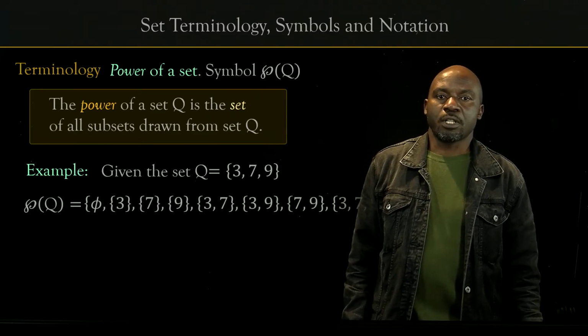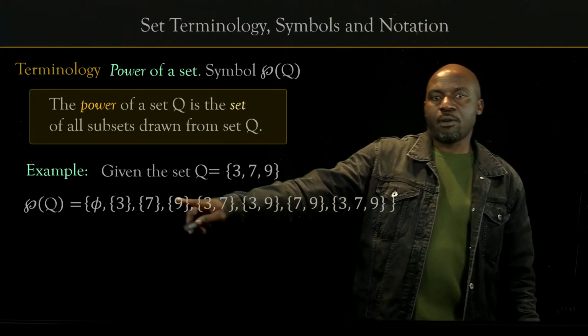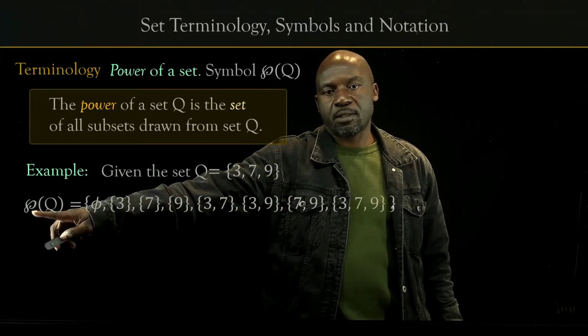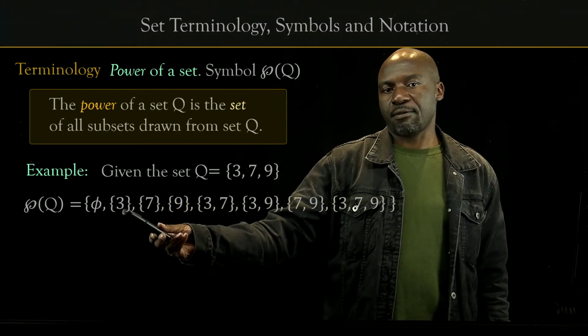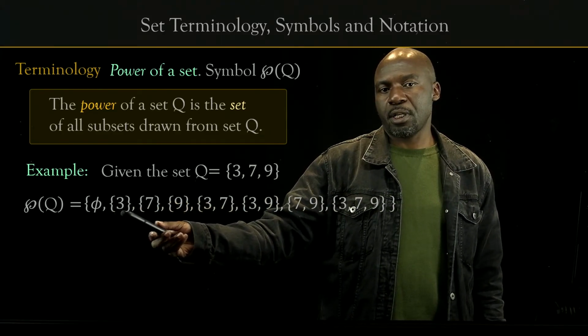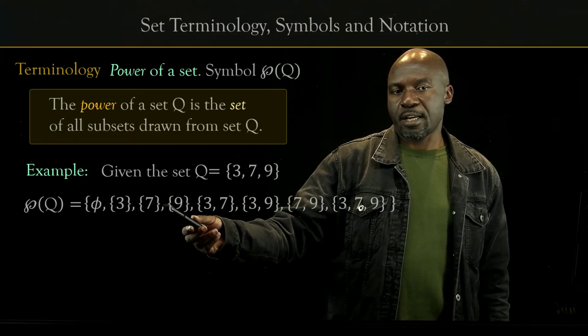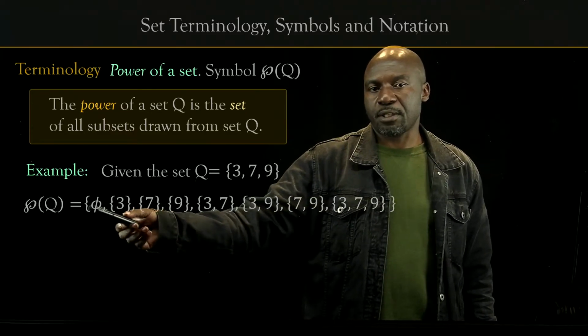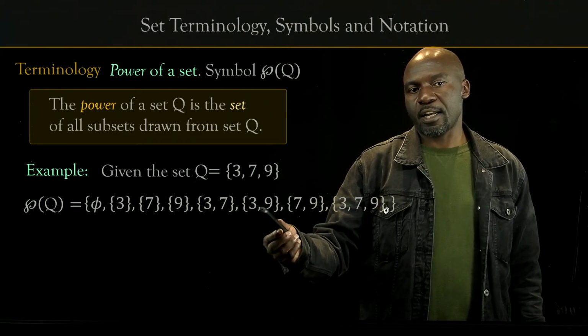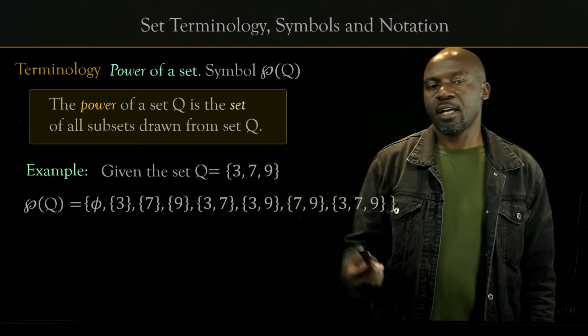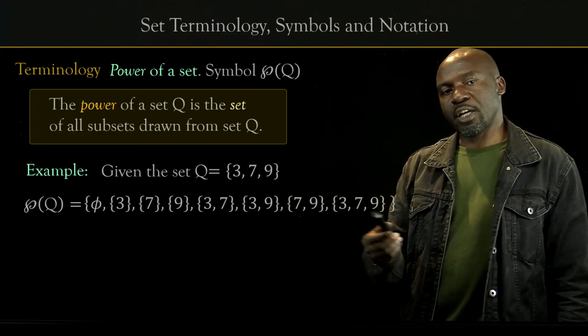Okay, what is the power set, the power of the set? So the power of the set will have the null set, then it will have a set containing just 3, then just 7, then 9. We've taken them in singles, then you take them in pairs: 3 and 7, 3 and 9, and 7 and 9, and then the last one is going to contain all 3 of them.